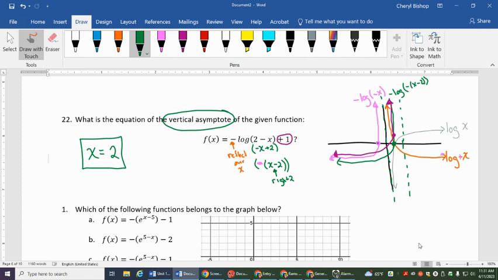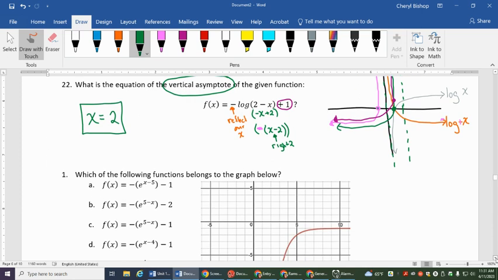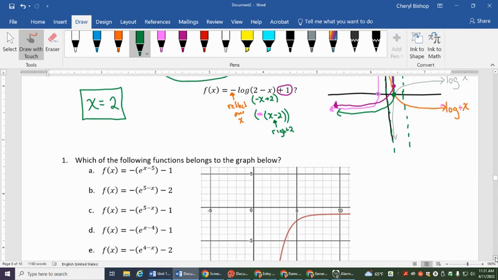Questions on 22? Now we're going to 1. Don't ask me about the numbers. I don't know.